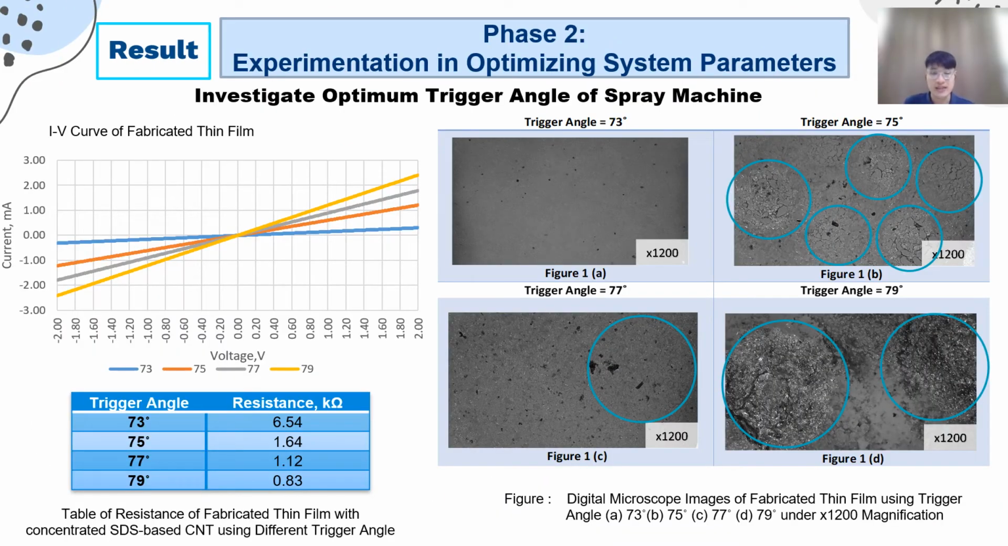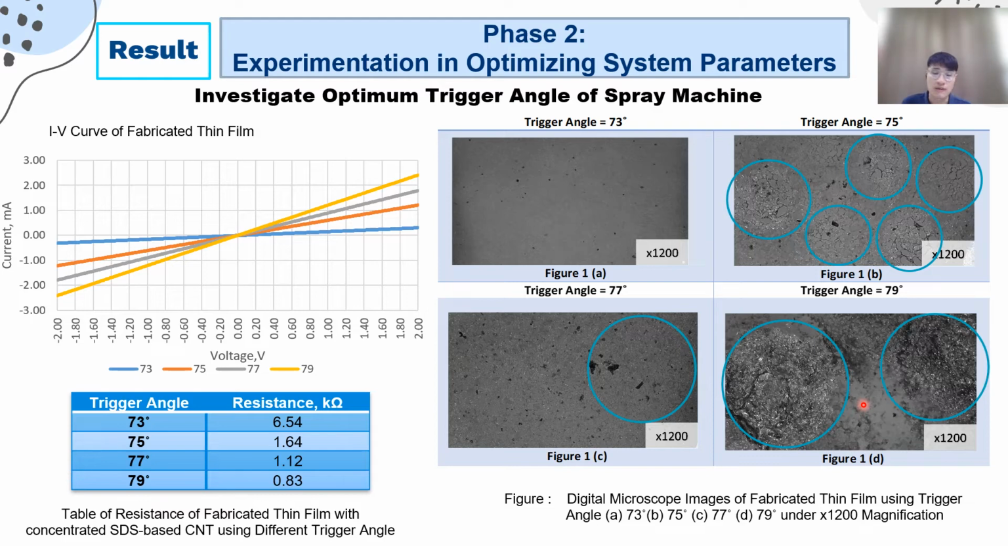And now I'm going to discuss the result of the experiment part. This experiment is to investigate the optimum trigger angle of the spray machine. As I mentioned earlier, although the thin film shows better IV relation as the trigger angle increases, the droplet size being sprayed out also increases, as shown here, labeled in a blue circle.